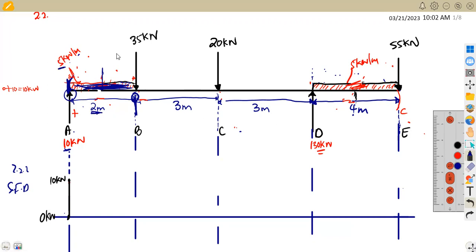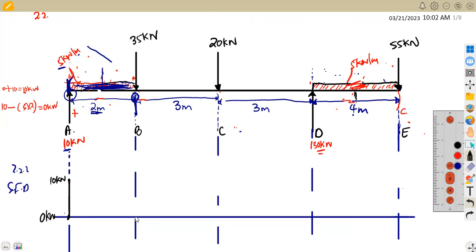So a distributed load, remember, is supposed to be a slanted line like this. You're going to subtract, it's a negative, it's going down. So this is going to start at 10. Remember, we are at 10 kilonewton right now. So this is going to be 10 minus 5 times 2, the 5 kilonewton times the distance of 2 meters from A to B, which is going to give us 0. So this is going back to 0. So we're going to mark a 0.